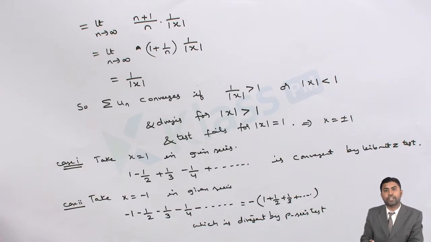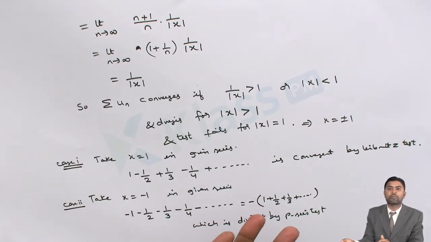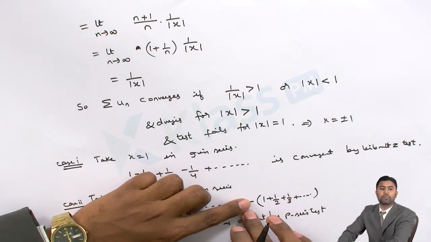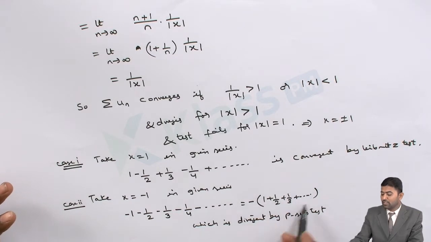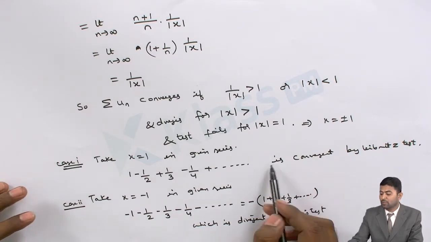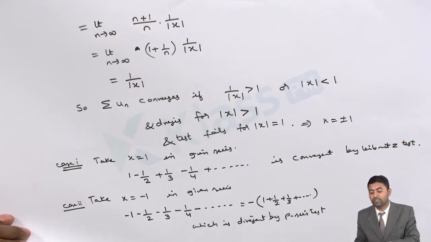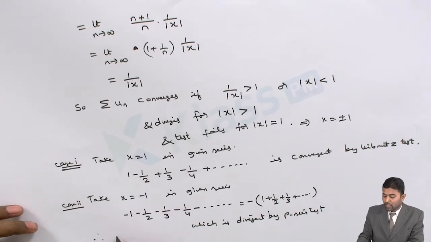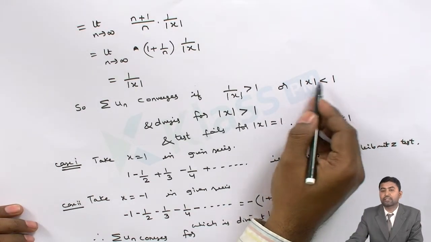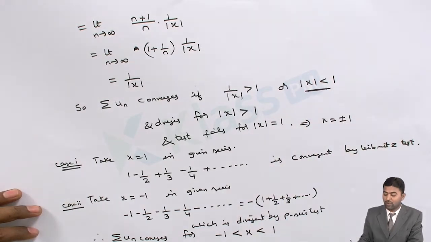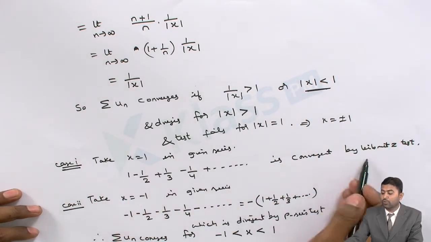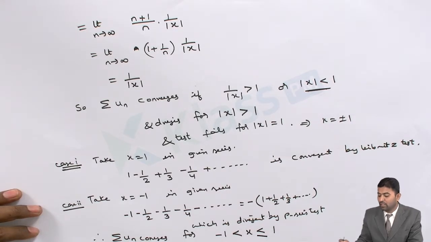because we have learned the characteristics of the series. The nature of the series will not change even when it is multiplied with some constant. So find out its nature and multiply it with minus, nothing will happen. The nature is not going to change. So this particular series is divergent, and this particular series is convergent by the Leibniz test. So therefore, summation un converges for mod x less than 1, so I can write minus 1 less than x less than 1. And see that here when x is equal to 1 also it is convergent.